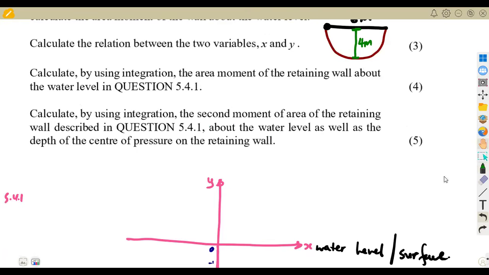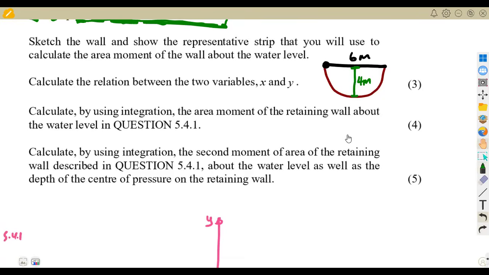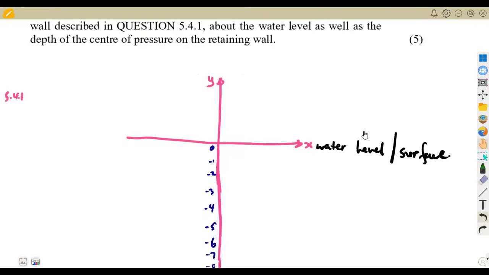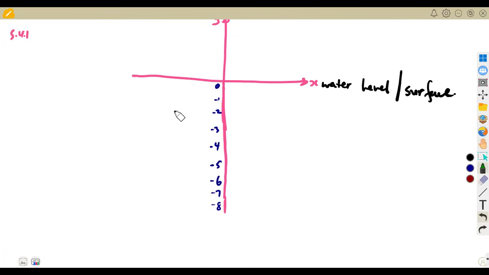Remember what we have here. We are going to take this as it is. 6 meters this side, 4 meters down. All right. So this is what we have. It is at -2 like this. We're going to have our parabola. Remember our parabola shape. Like this. So it is passing at what? At -2 because it is 2 meters from the water surface, that is below, 2 meters below. That is the depth going down.